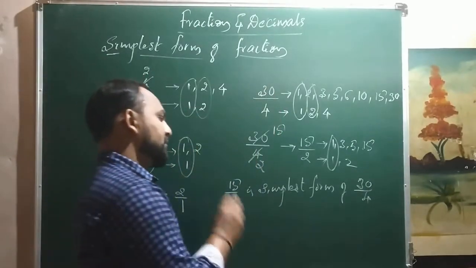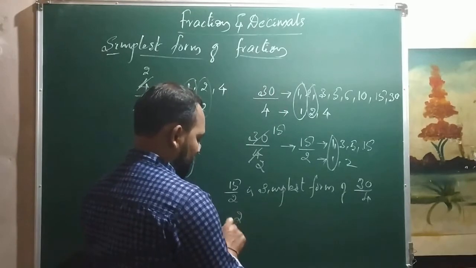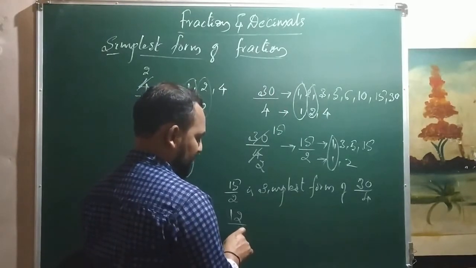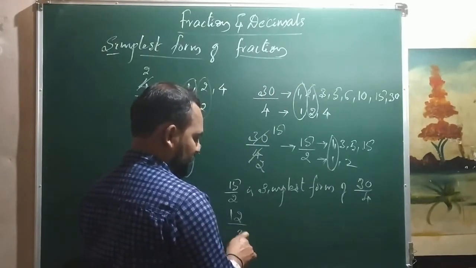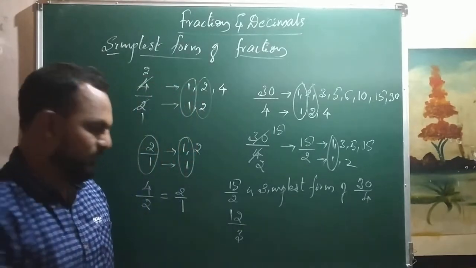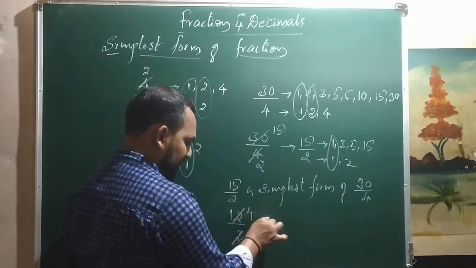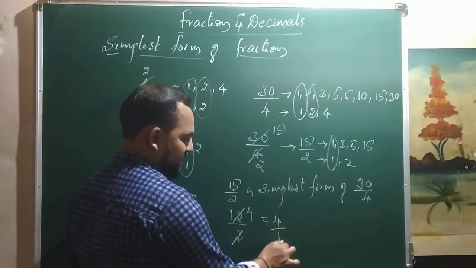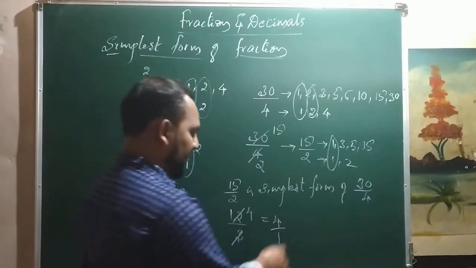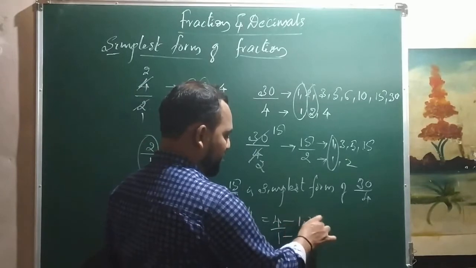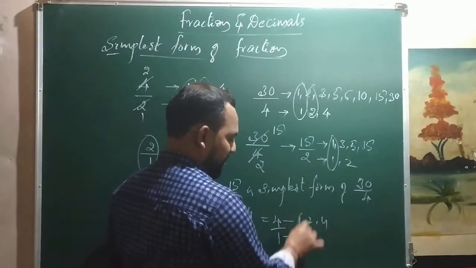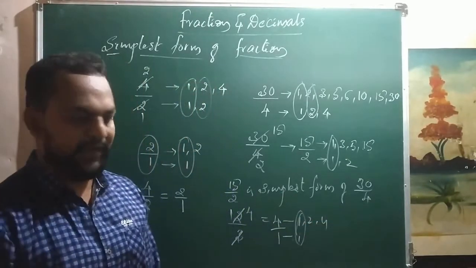Okay, now the simplest form of 12 by 3. Divide it: 3 ones are 3, 3 fours are 12. Here 4 is the answer, meaning 4 by 1. The common factors of 4 and 1: the factors of 4 are 1, 2, 4 and of 1 is 1. Only 1 is a common factor. Okay.